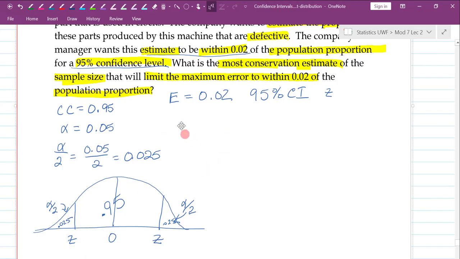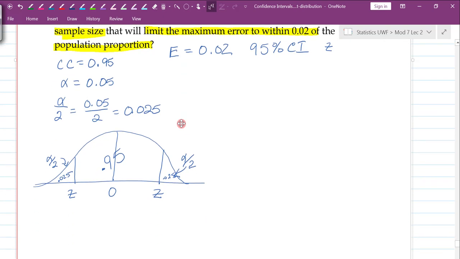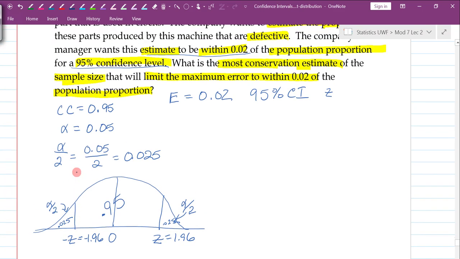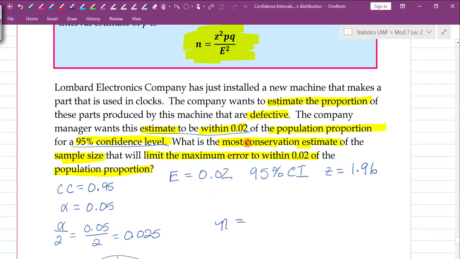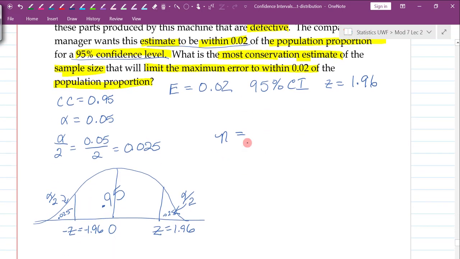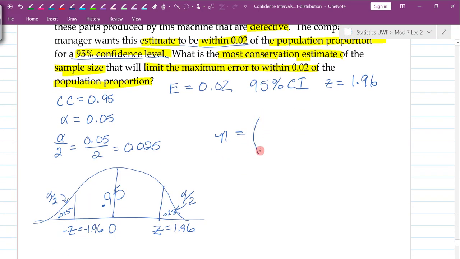So we know that we want to be 95% confident of our results. So we're going to have a negative z, which is negative 1.96, and then positive 1.96. Z is equal to 1.96. Now remember, n is equal to, our formula up here, z, 1.96, divided by our e, 0.02, all of that squared, multiplied by p, multiplied by q.